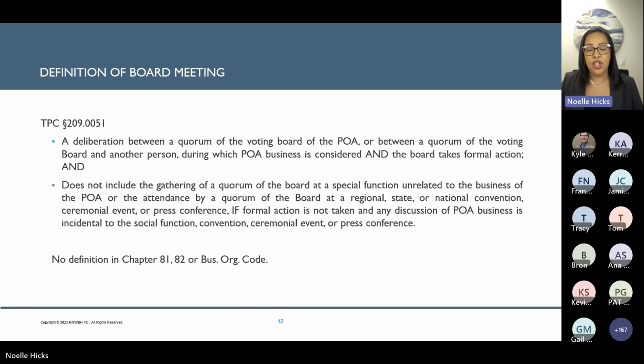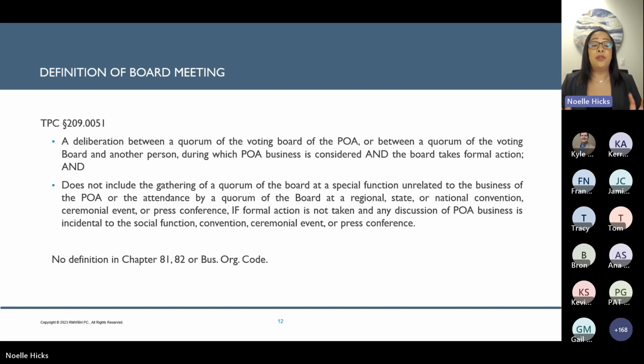So what is the definition of a board meeting? We've talked about why we have board meetings and what can be done at board meetings, but the Property Code gives us a definition of what a board meeting actually is. Now, keep in mind that this is found in Chapter 209, which, as we all know, relates to single-family communities. There is no definition for a board meeting in Chapter 81 or 82 related to condominiums, or that can be found in the Business Organizations Code.